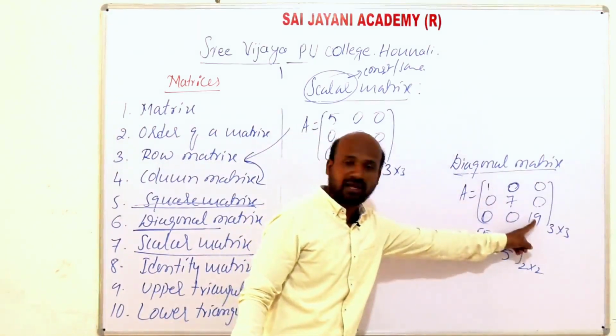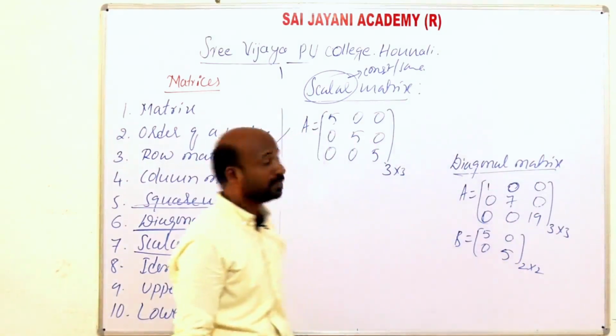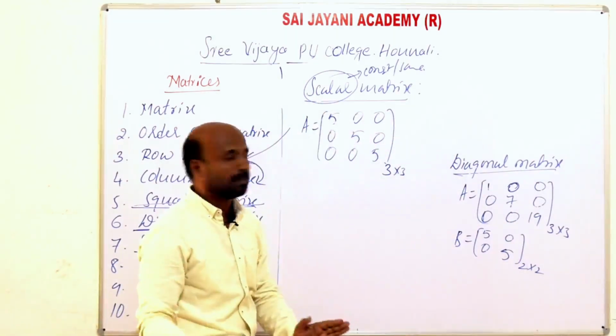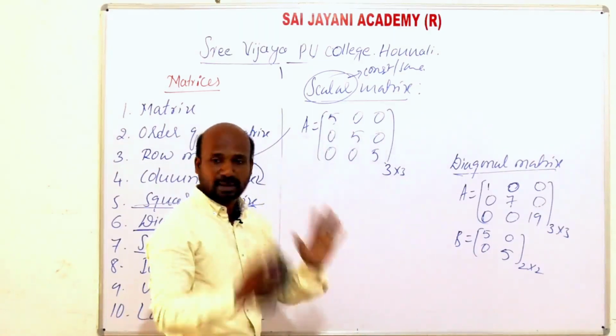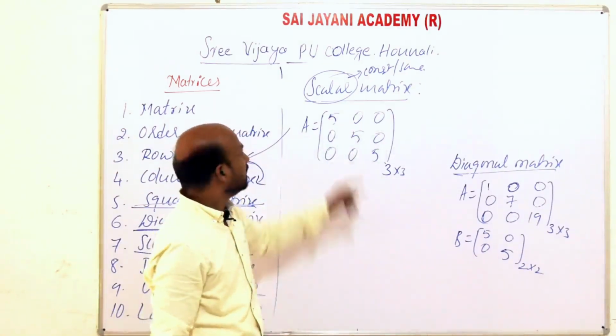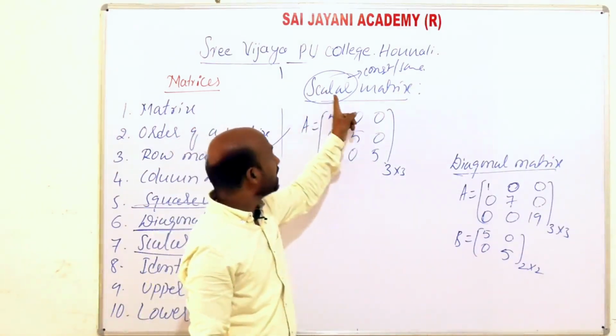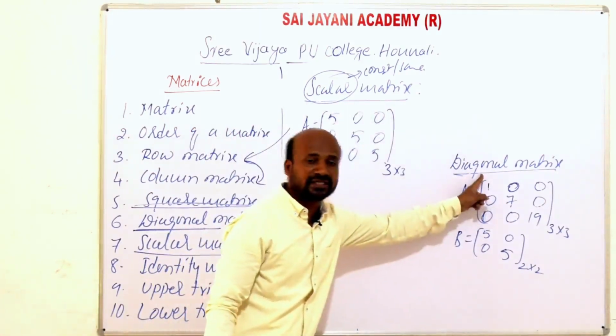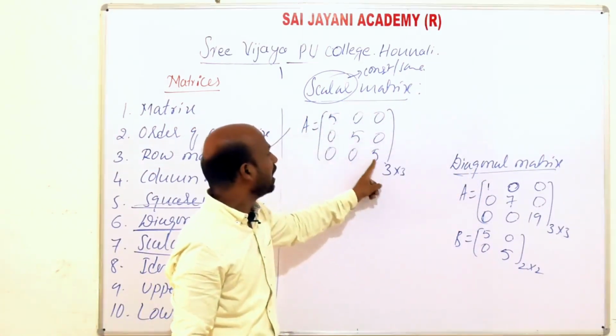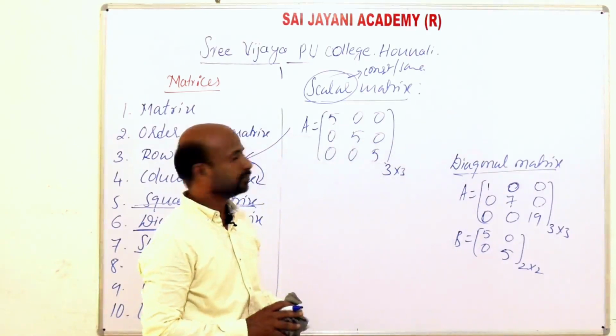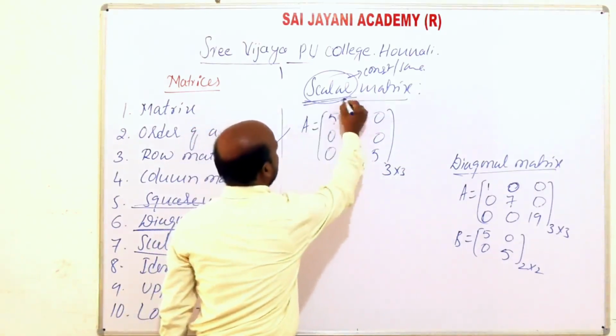Diagonal elements are different, here the diagonal elements are same. But to define a scalar matrix, these diagonal elements must compulsorily be same. That is, a scalar matrix is a diagonal matrix in which all the diagonal elements are same. This is the scalar matrix.